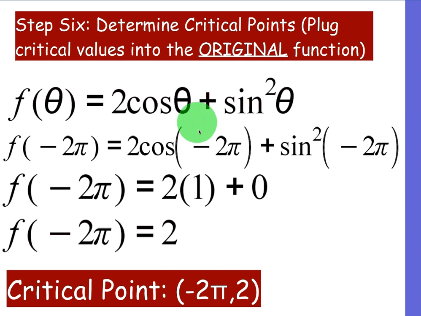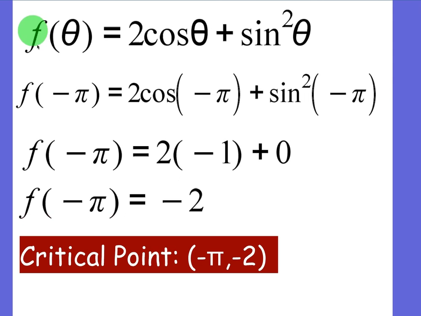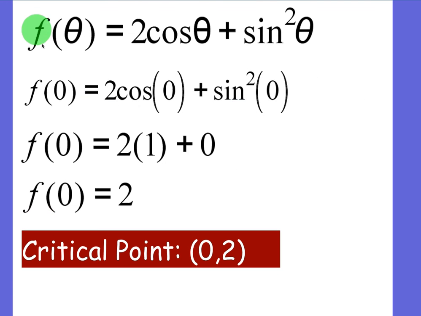So first critical point, we plug in negative 2 pi, we get 2 back. Okay. The next critical value was negative pi. Cosine of negative pi is negative 1. We're going to get 0 over here all the time, right? So that's negative 2. So the second critical point is negative pi, negative 2, because I plugged in negative pi. Third critical point, plug in 0. I get 1 back for cosine and 0 again for sine. So it goes 0, 2. So it looks like the y value is either going to be 2 or negative 2.